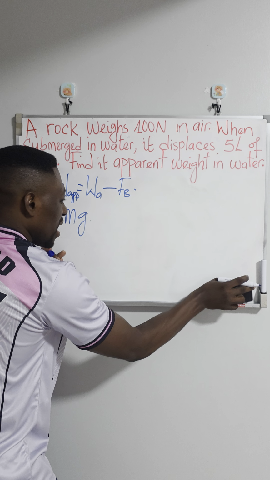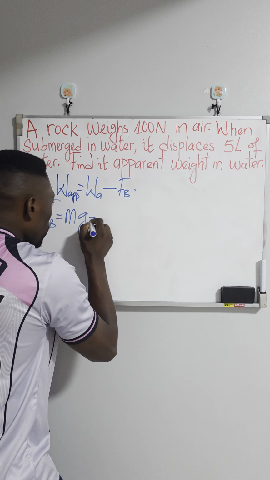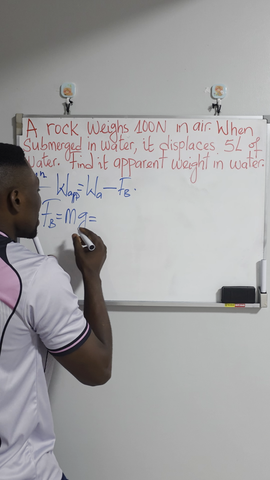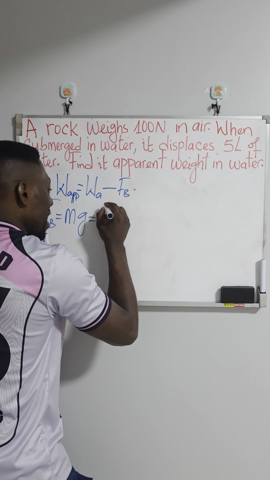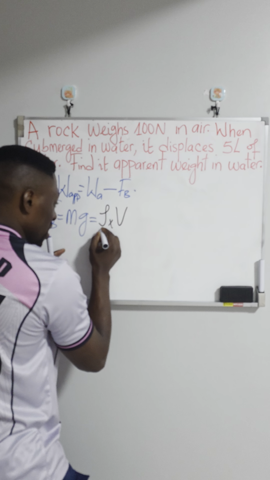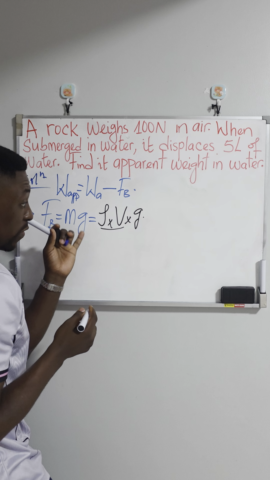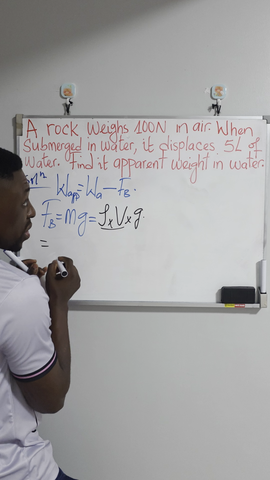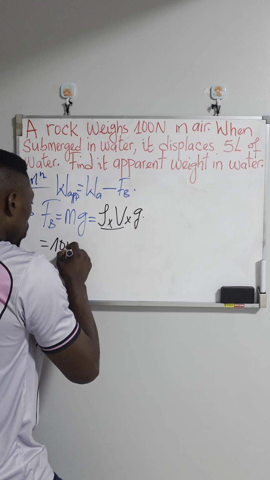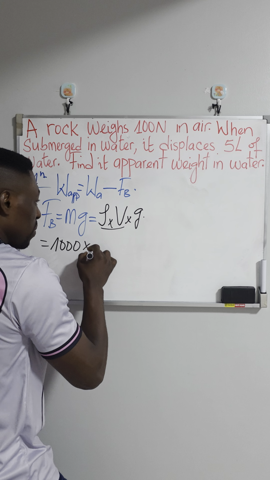Therefore, we will say, the buoyant force can also be expressed as, instead of mass now, I will write the density times the volume, which represents the mass, and now times gravitational acceleration. And if you do this well, let me punch it numerically, we will have the density of water, which is 1000 kilograms per meter cubed.